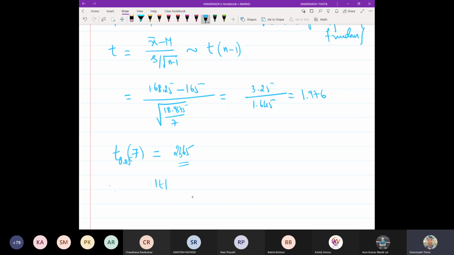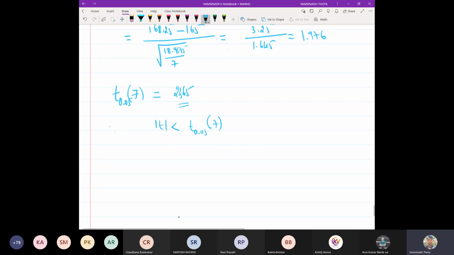Since the calculated value is less than the table value at 5% level of significance for 7 degrees of freedom, this implies H naught is accepted. H naught is accepted means there is no significant difference between the population mean and the sample mean. Do you have any doubts?